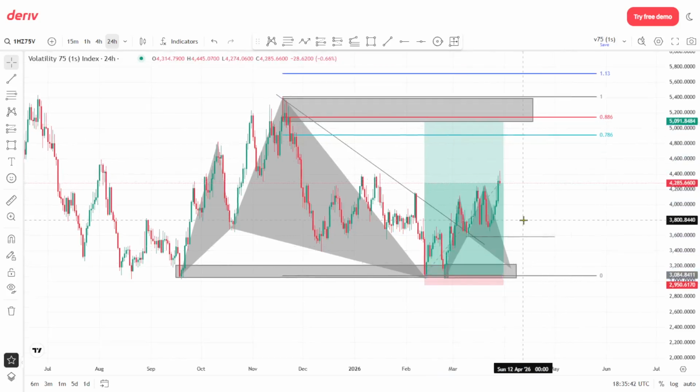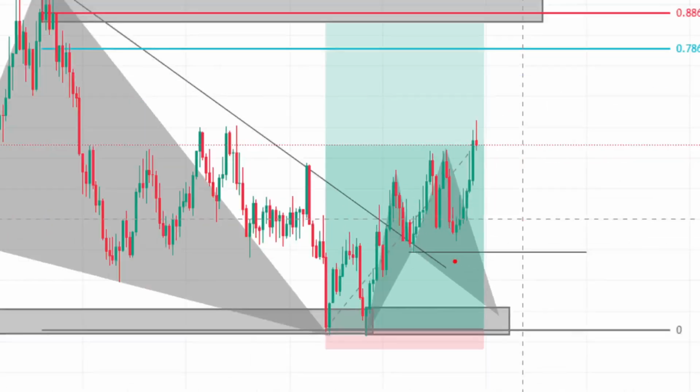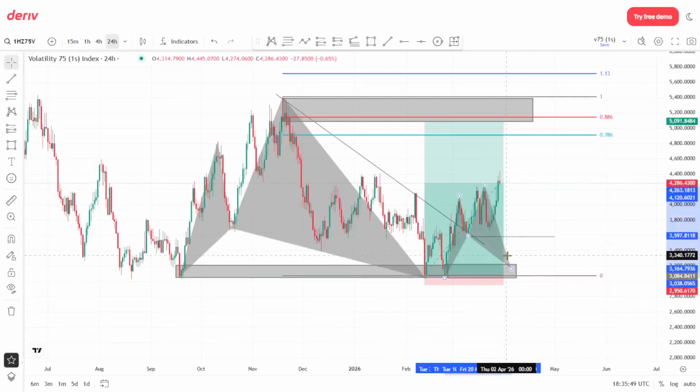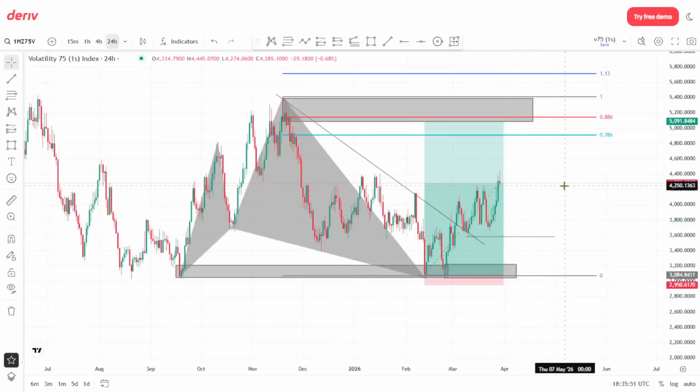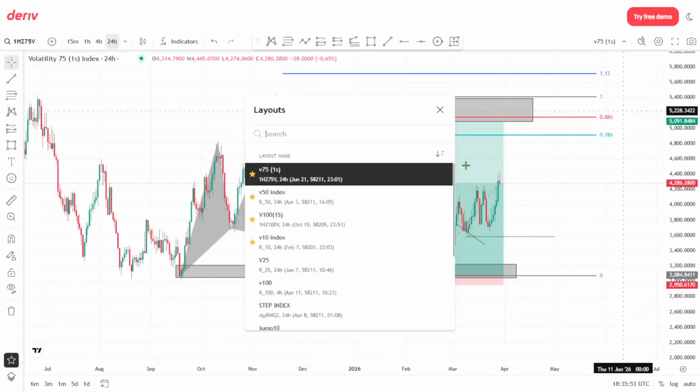Then I was also anticipating this scaling trade here, but unfortunately it missed. It didn't come back again into this level, so I will be removing this one from here. So this is no longer valid. Okay, so now let's look at other ones.